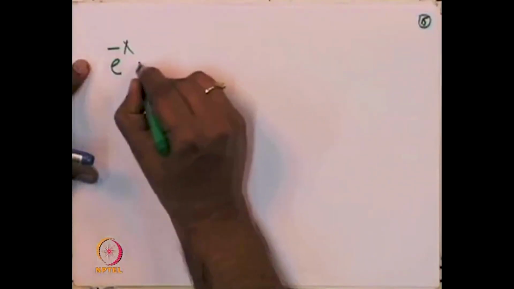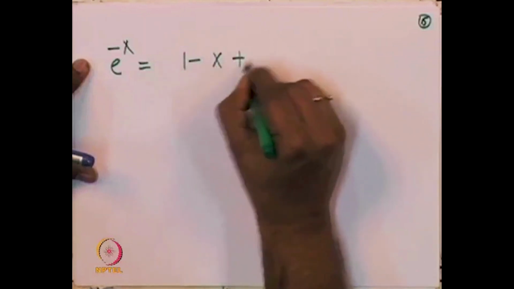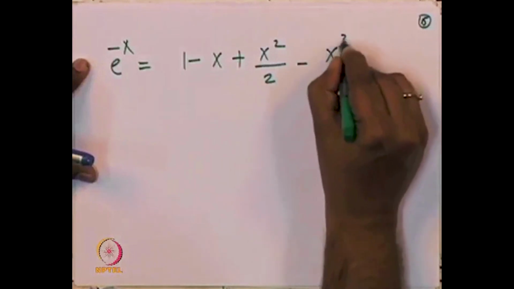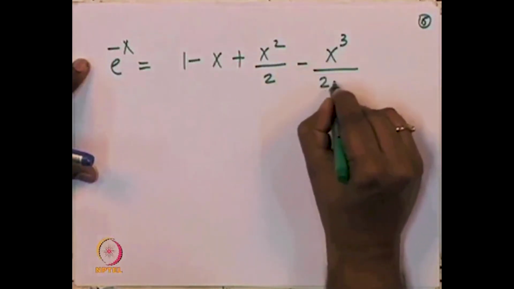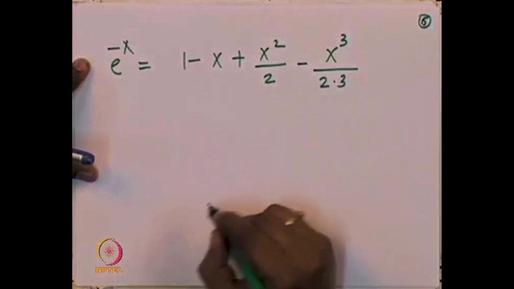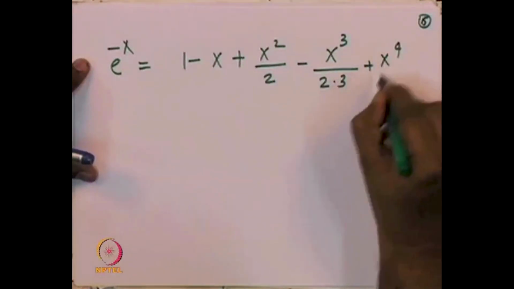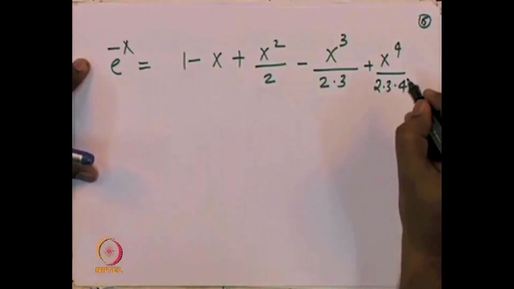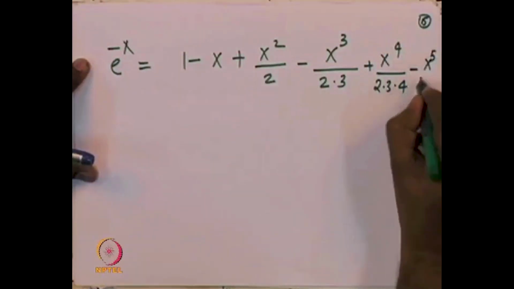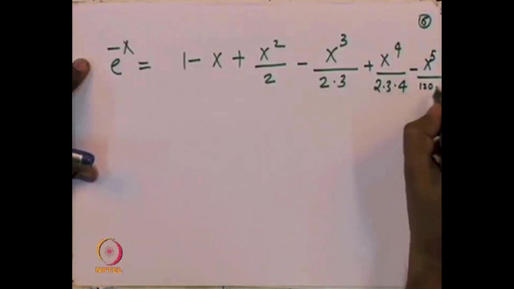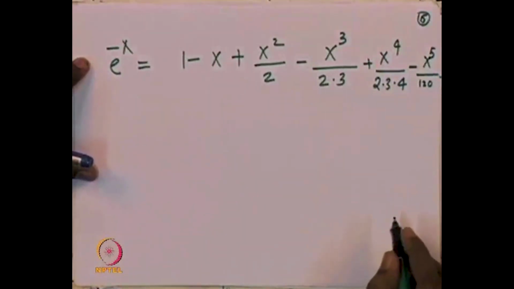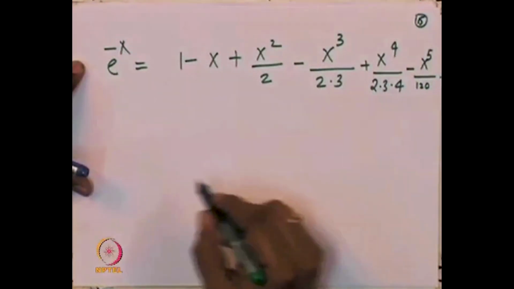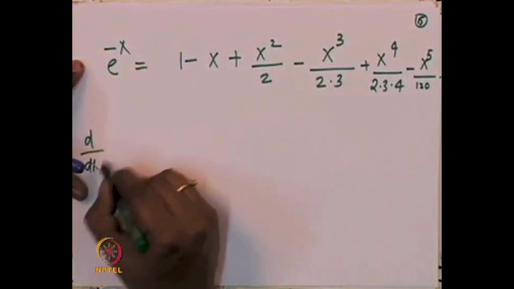E power minus x is 1 minus x plus x square by 2 minus x cube by 6, where 6 is 2 times 3, plus x power 4 by 24, where 24 is 2 times 3 times 4, minus x power 5 divided by 120. 120 turns out to be 2 times 3 times 4 times 5. Now we want to find d by dx of e power minus x.